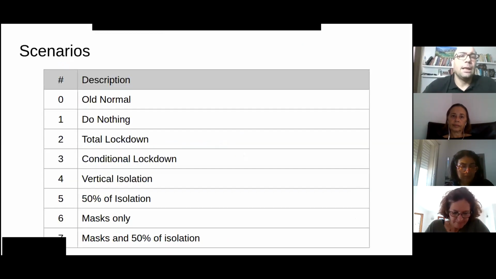So in the paper, we simulate several scenarios. We simulate the old normal, or the world without the pandemic; the do nothing, that is the pandemic without any kind of social intervention; total lockdown, conditional lockdown, vertical isolation, 50% of isolation but without masks, no isolation but with everybody using masks, and 50% of isolation.